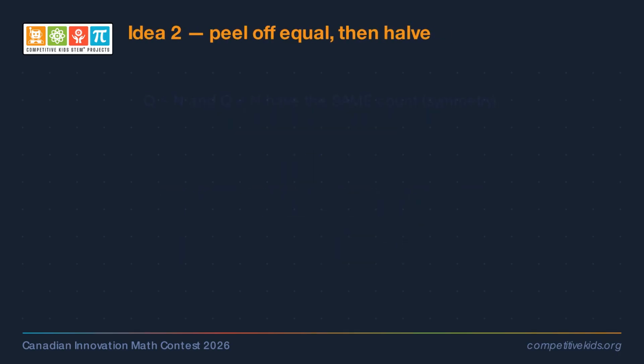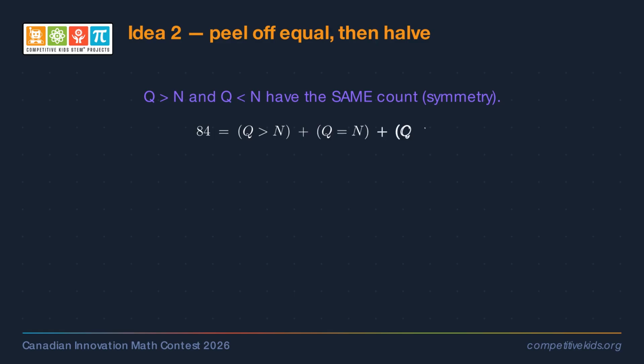Now here is the key insight. Quiet greater than newcomer and quiet less than newcomer must have the same count. They are mirror images of each other. So if we subtract the cases where quiet equals newcomer, the rest splits evenly into 2 halves.